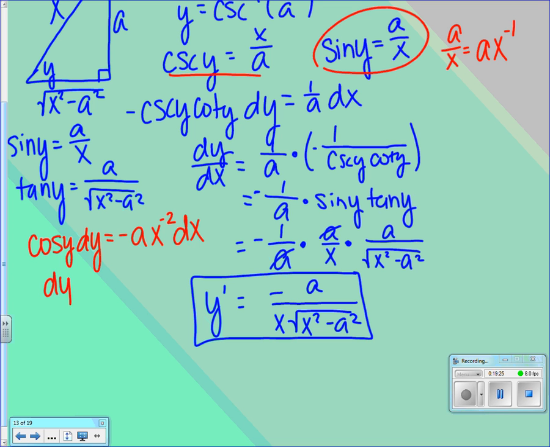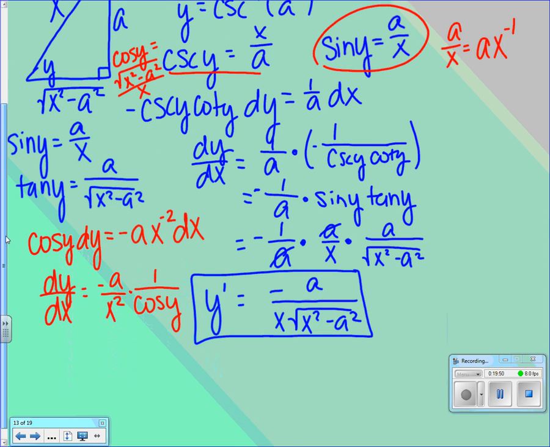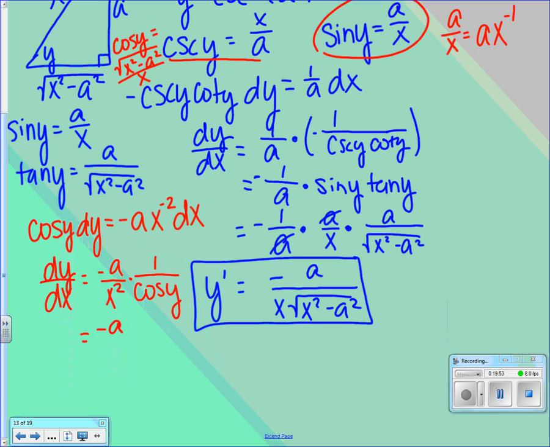So to solve for dy over dx, you actually have negative a over x squared, because x to the negative 2 is the same thing as moving it to the denominator, and then times 1 over cosine of y. And if you look up here at our triangle, the cosine of angle y is the square root of x squared minus a squared over x, the hypotenuse. So if we plug that in here, we have negative a over x squared and then times 1 over the square root of x squared minus a squared over x.